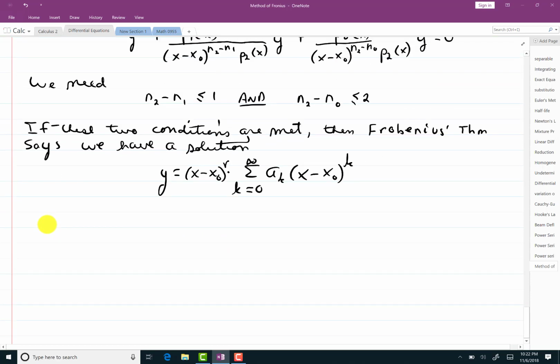If these conditions are met, x sub 0 is called a regular singular point.